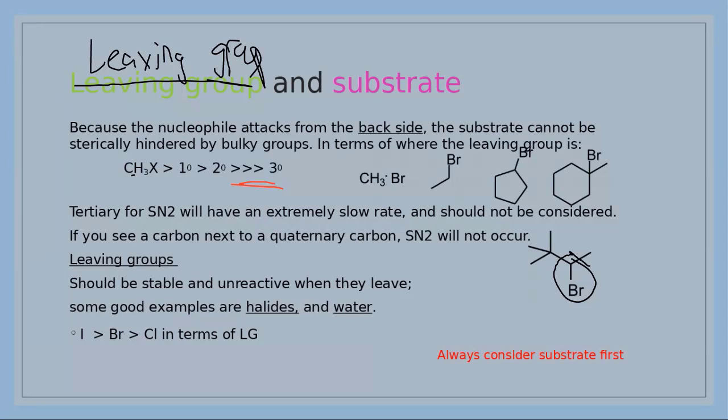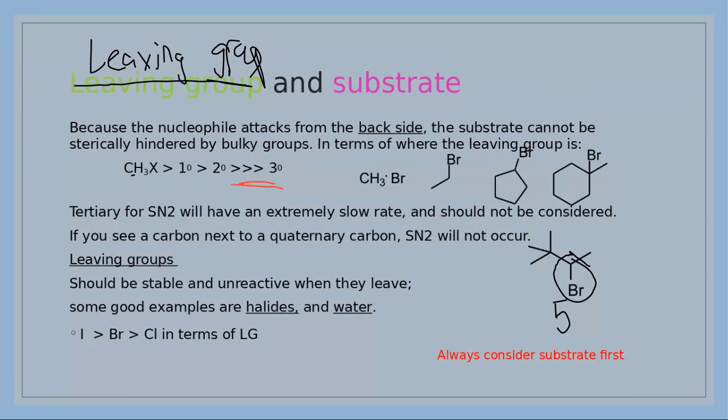Because it has 4 carbon bonds, it's a quaternary carbon, and therefore we can rank this as 5. It's going to be the least, it's going to have the slowest rate of SN2.